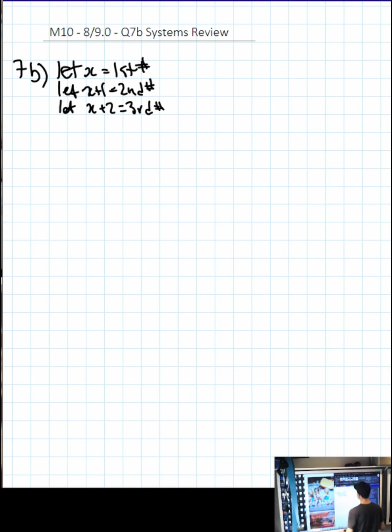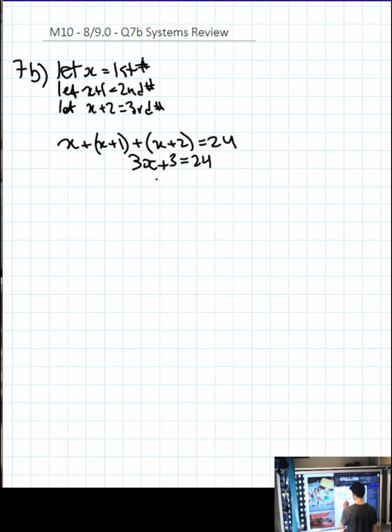Now it's saying the sum of these numbers is 24, so let's set that up. x plus 1. Again, remember I could have used brackets, but there's no negatives in front. Plus x plus 2 equals 24. On the left-hand side, we have x plus x plus x, which is 3x, and we have 1 plus 2 is 3, so plus 3 equals 24. Minus 3 from both sides, and 3x equals 24 minus 3 is 21. Divide both sides by 3, x equals 7. Circle your answer.